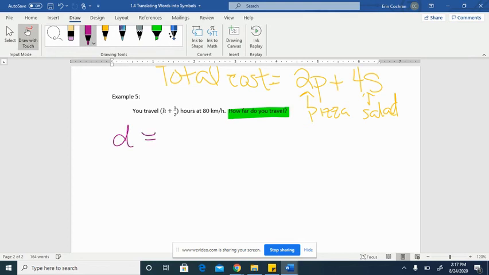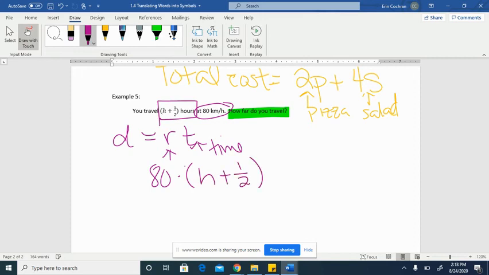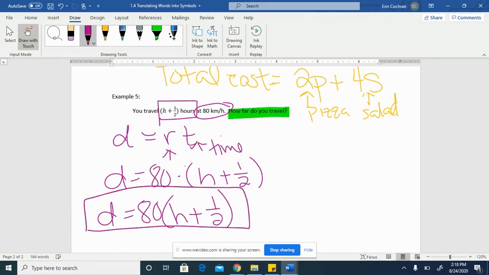We know my distance is equal to my rate times my time. My rate is how fast did I go? Well, I went 80 kilometers per hour, times my time. T is my time. My time is my hours, which is the quantity h plus 1/2. So the distance traveled is 80 times the quantity h plus 1/2. And there's your distance. That is how far you traveled.